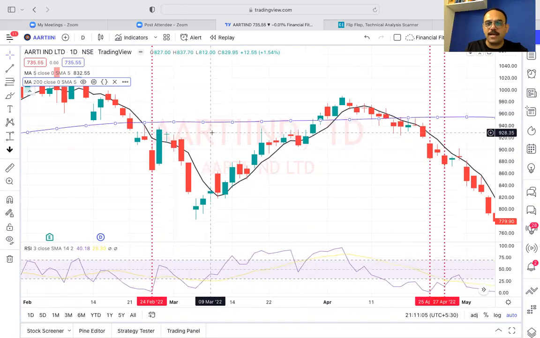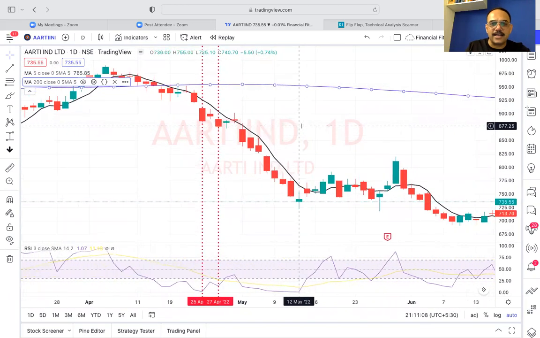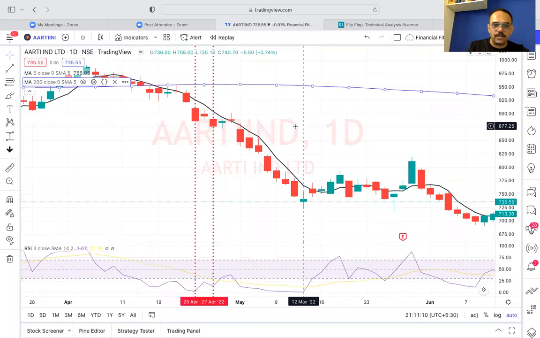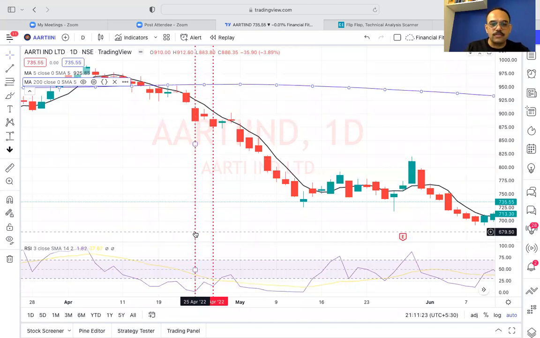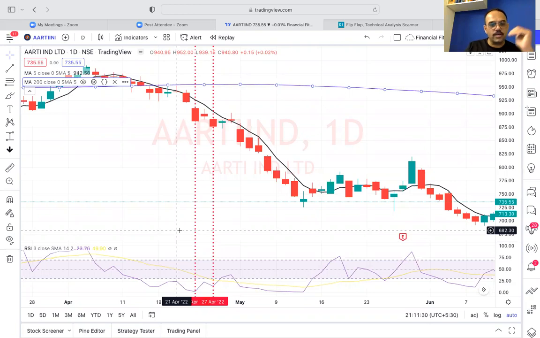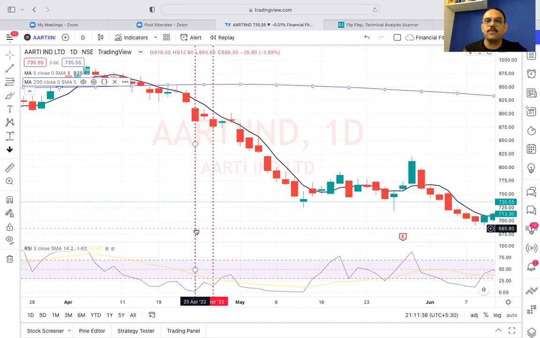Let's take one more example. I have marked here, which is my second example. Like I said, those who have joined late, you can go along with me as I am explaining. Here also, if you see 25th April, the value is 1.82. It is below 3. 2 days before and 3 days before it was greater than 10. So 1, 2, 3, the RSI value has gone below 3.